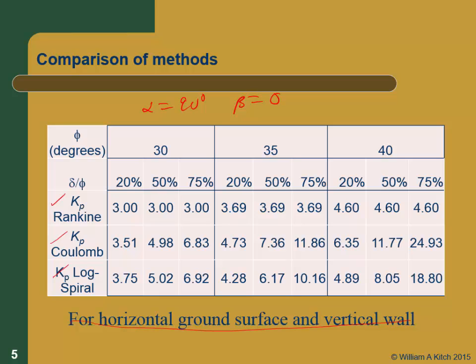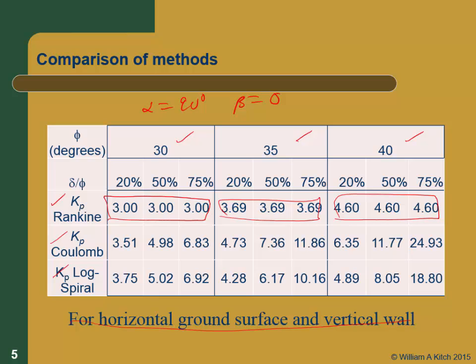I did it for 3 different friction angles, 30 degrees, 35 degrees, and 40 degrees, and then these ratios of delta to phi, so 20%, 50%, and 75% of phi. You understand how the chart's laid out? Everybody good with this? Okay. So if you look at Rankine, obviously there's no change in the Rankine earth pressure as a function of delta, because there's no delta for that one, so they're the same.